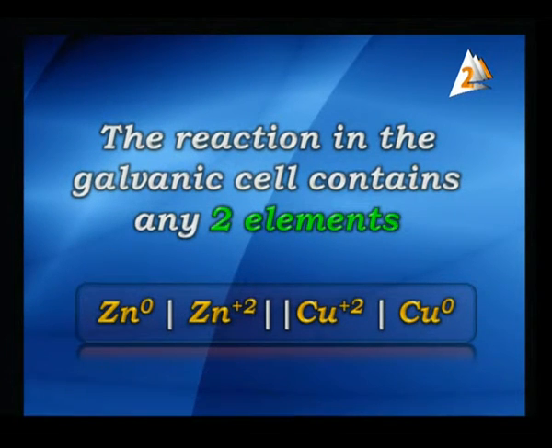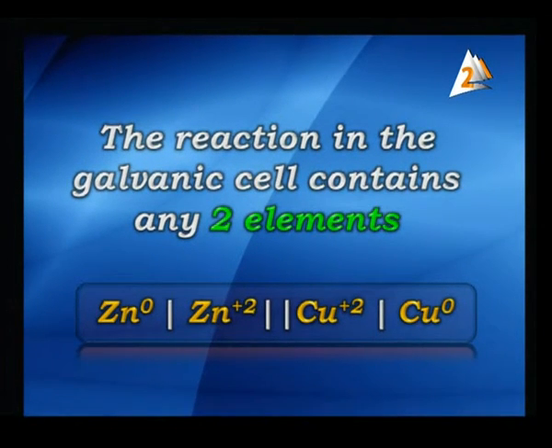We have the diagram here between the two halves of this cell. It will be Zn(0) | Zn2+ || Cu2+ | Cu(0). Oxidation and reduction. What are the lines found between these symbols?